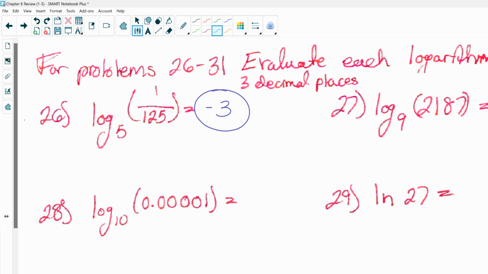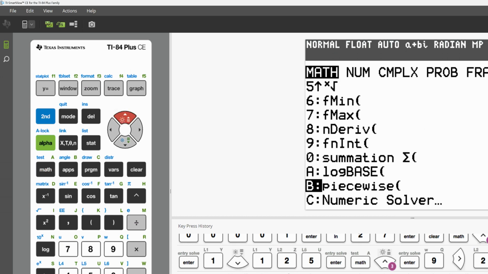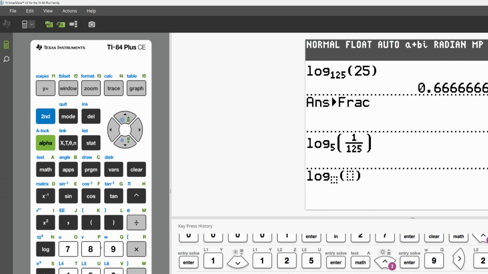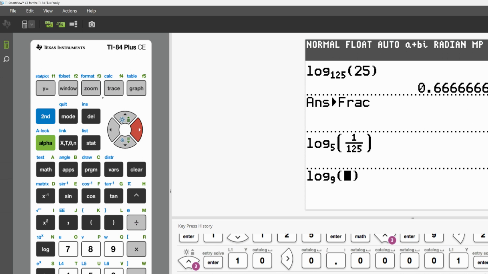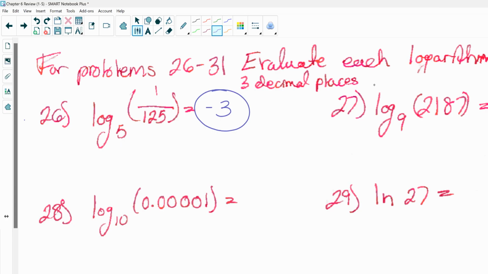Let's look at the next one. Log base 9 of 2,187. So we go to math, log base 9 of 2187 is 3.5. So this one does have a decimal, yes? Do we need to round it to 3 decimal places? We could. It would just be 3.500. But 3.5.